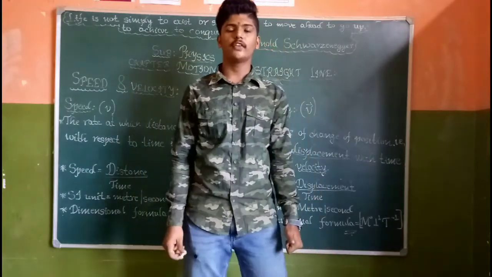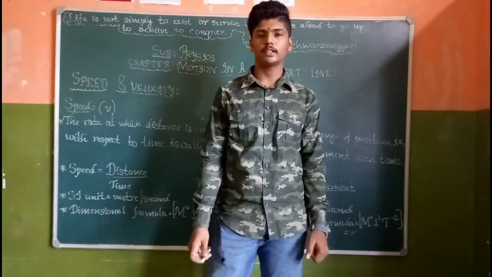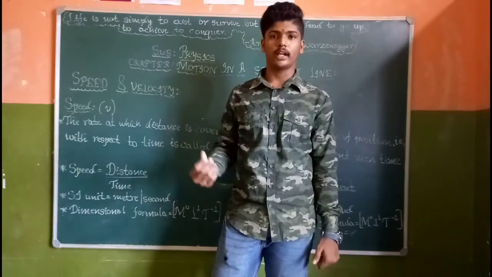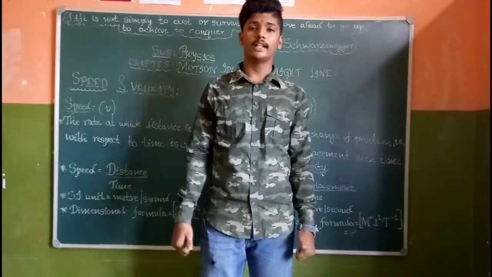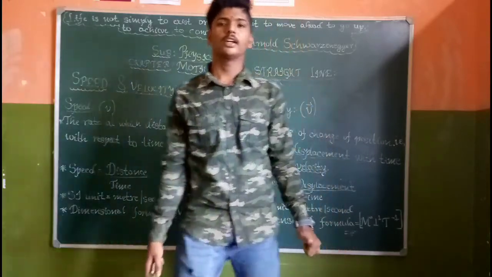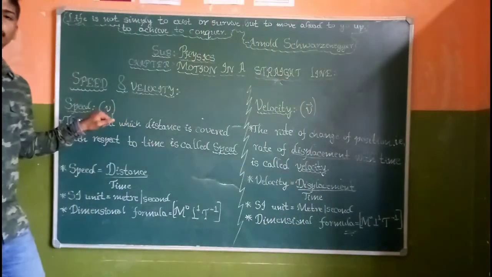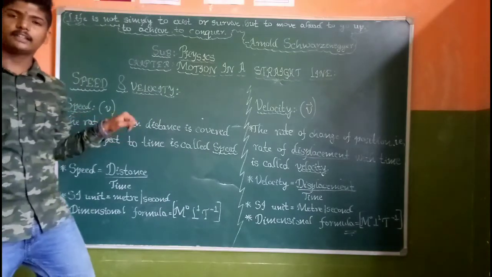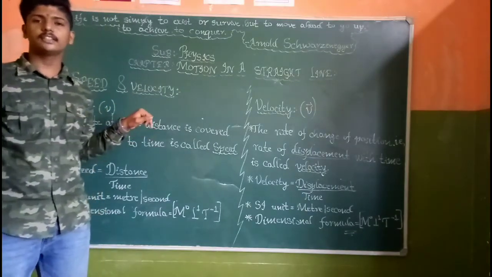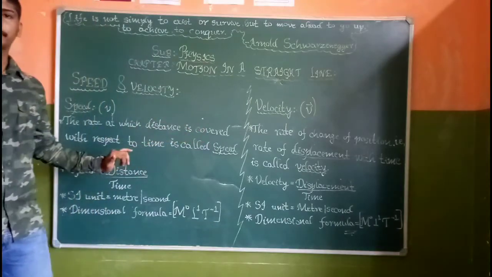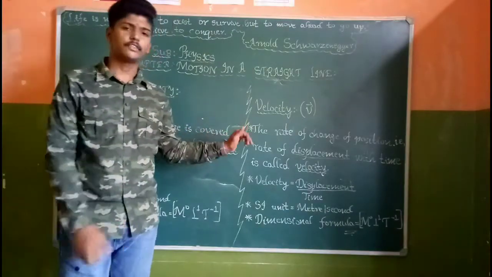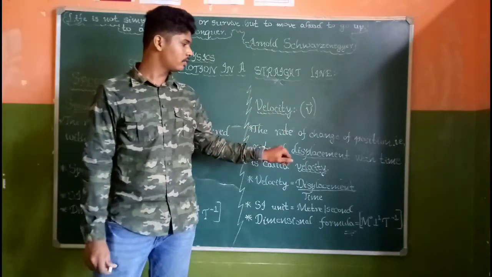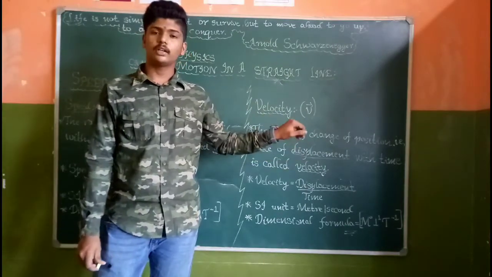In the previous class we discussed distance and displacement. In this class we will be studying speed and velocity, and we will study these two terms through their differences and similarities. So let's see the definition of speed. Speed is defined as the rate at which distance is covered per unit time, whereas velocity is defined as the rate of change of position. This is the rate of displacement with time.